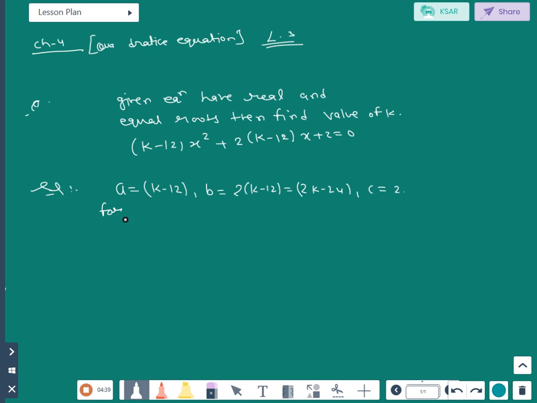So for real and equal roots, b square minus 4ac is equal to 0. So 2k minus 12 whole square minus 4 k minus 12 into 2 equals to 0.